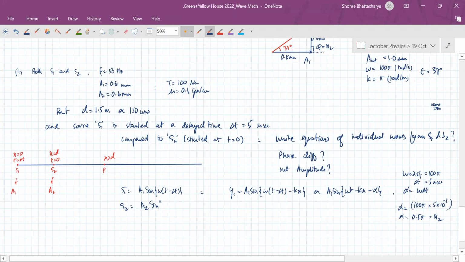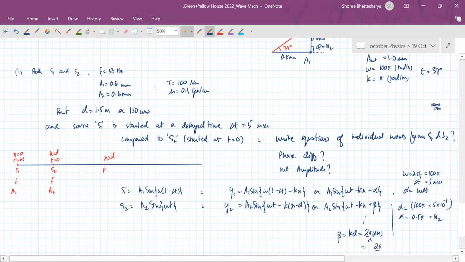Whereas the second source, it started at t equal to 0. So the source will oscillate according to this equation. But the wave from it travels a distance which is x minus d. So it is omega t minus k into x minus d. Or we can write it as a2 sine omega t minus kx plus beta, let's say, where beta is a constant. So here we can see that beta is kd.